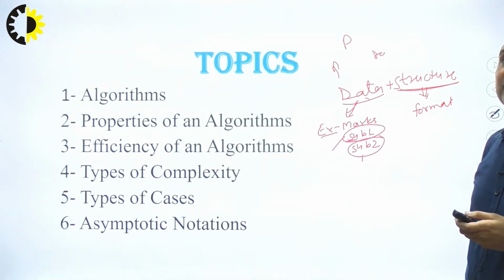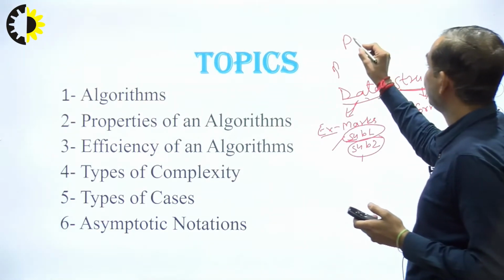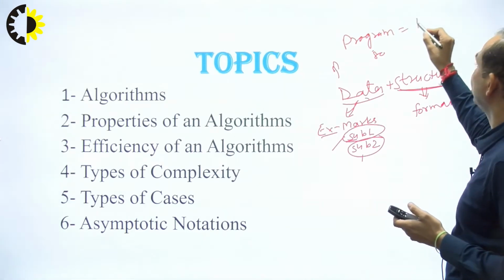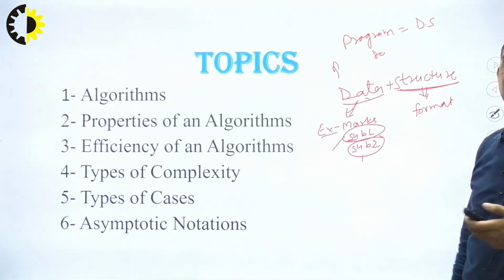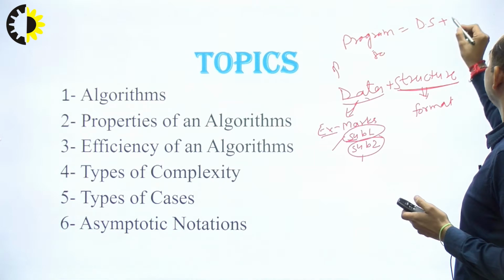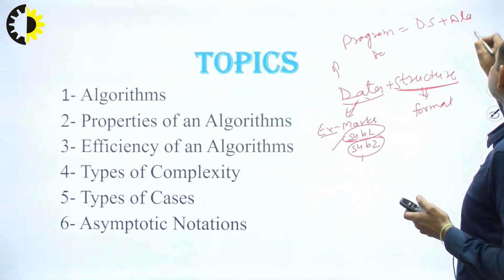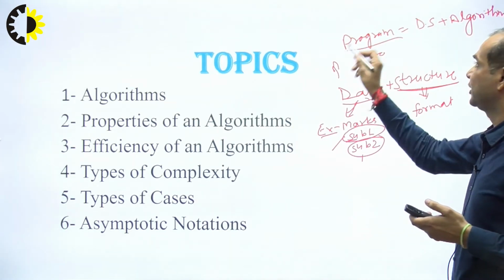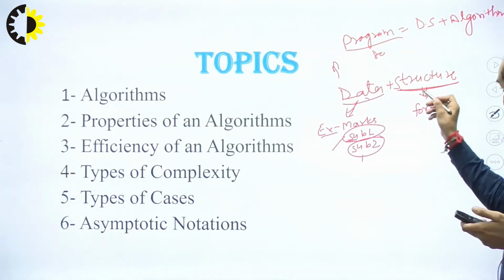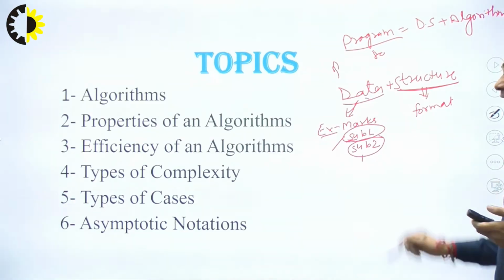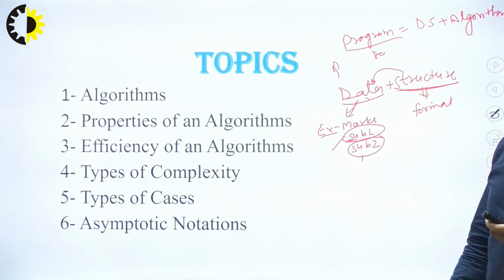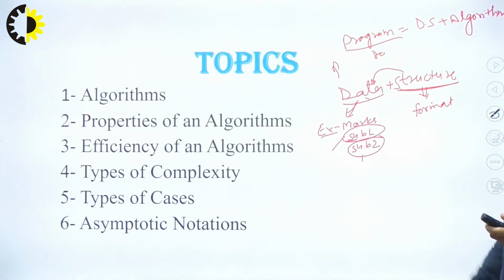Because what do we have to do? We have to write a program. So if we have to write a program, then a program consists of two things. Firstly, what do we need? First we need the data structure. Second, we need the algorithm. If we have these two things, then we can create a program. So what is structure? Structure is a format in which we store the data in the computer memory. So that is the data structure.